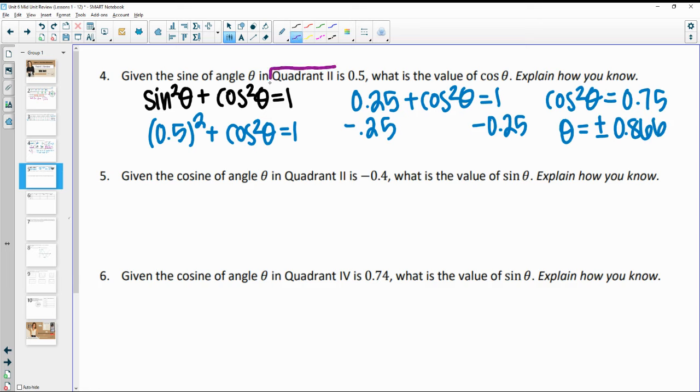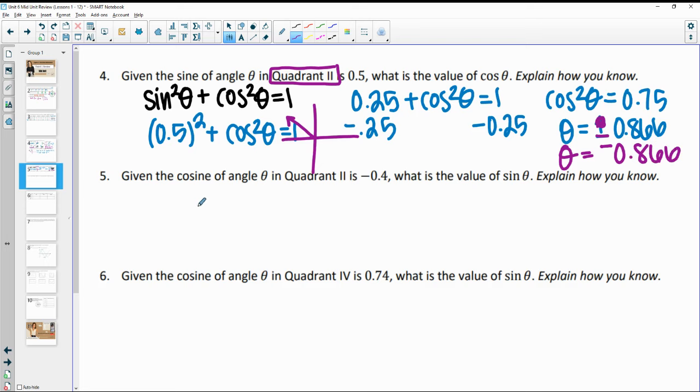And we're in the second quadrant. So if we're in the second quadrant, that means that the cosine is negative because we would be here. Okay, somewhere in the second quadrant, this x value is negative. So cosine of theta is going to equal negative 0.866.